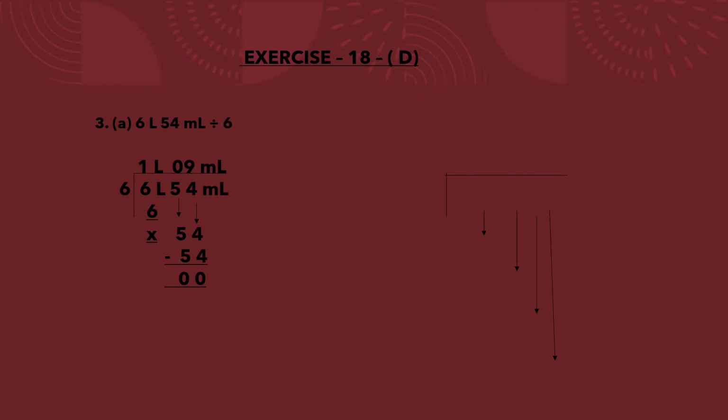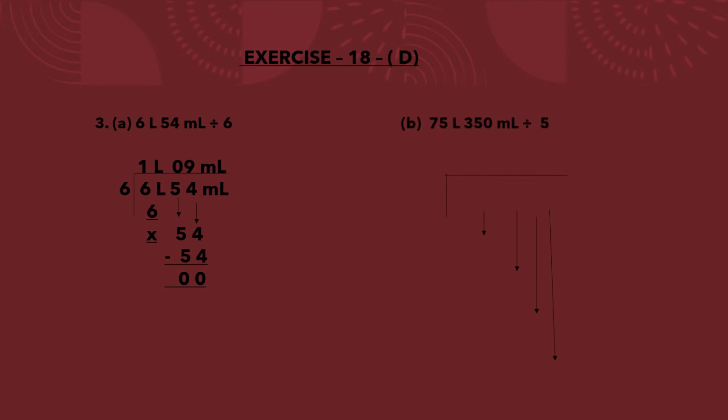So write down 0 first, then you will bring down another number down. So it will become 54. Now 54 comes in the table of 6 9 times. So write down 9 on the quotient and then we write below 54 again. So 54 minus 54 is 0. So your remainder is 0. Now milliliter you will write on the quotient also. Okay, unit you have to write it. So your total answer on the quotient is 1 liter 9 milliliters.